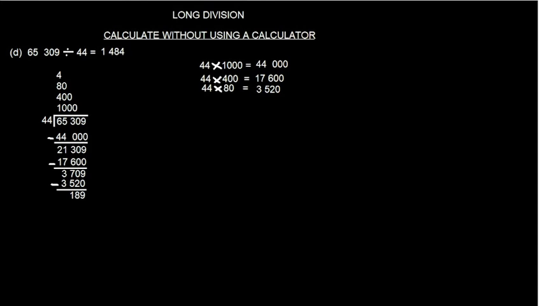Then I'm going to multiply for the last time. 44 times 4, answer is equal to 176. I'm going to let 176 be negative. Then I'm going to subtract. Therefore, the final answer is 13. Or 13 is the remainder. Or we can just say 13 remains.